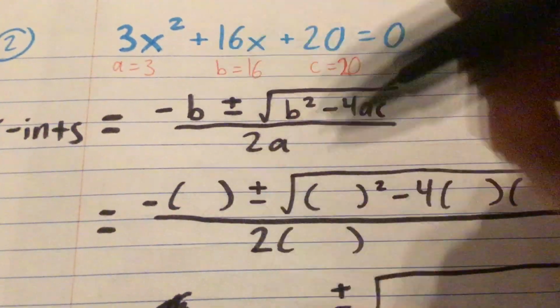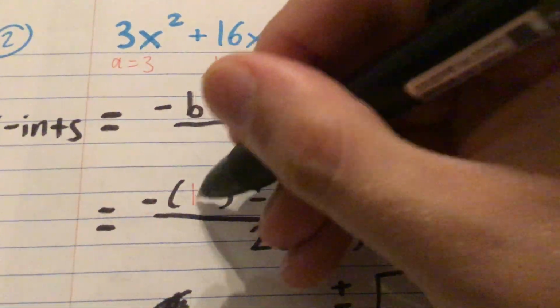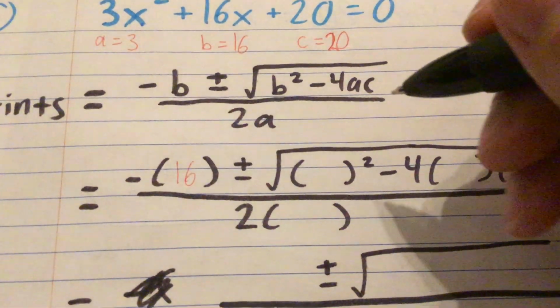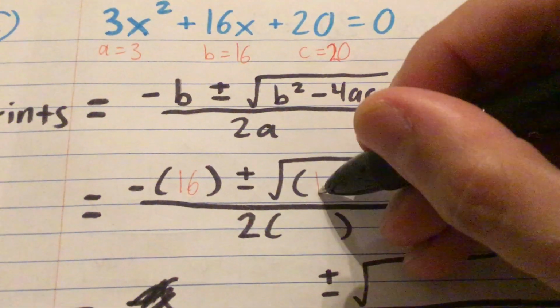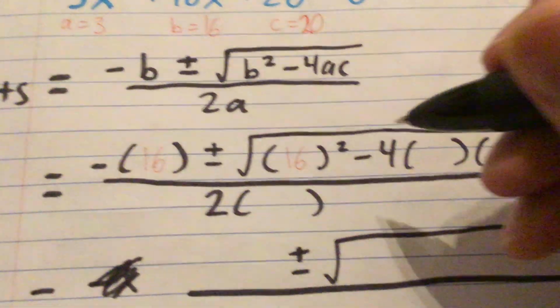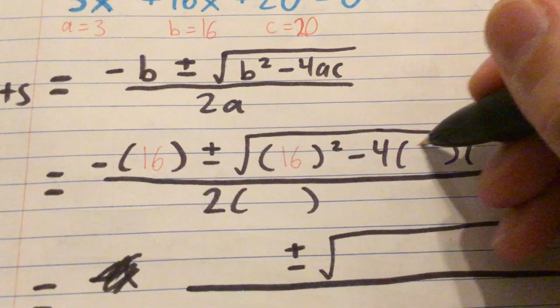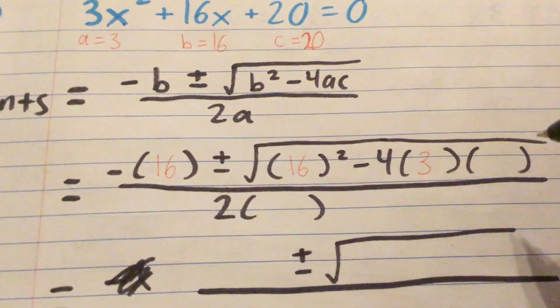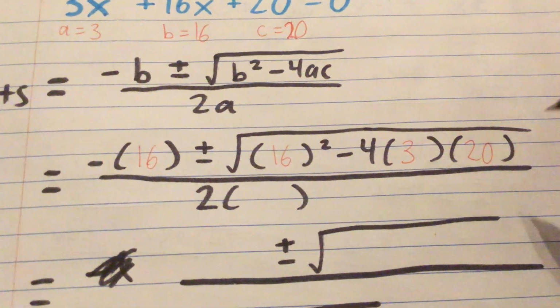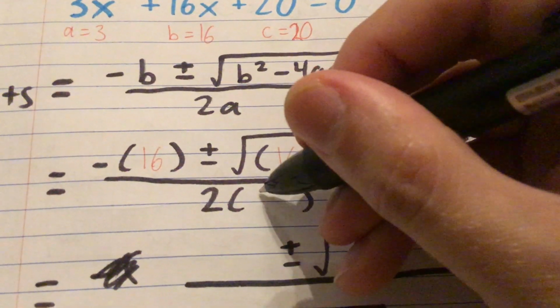So let's plug in b, negative 16, plus or minus the square root of 16 squared minus 4 times a, this time a is 3, times c, which is positive 20. All that over 2a, a is 3. So I'm going to need a calculator.